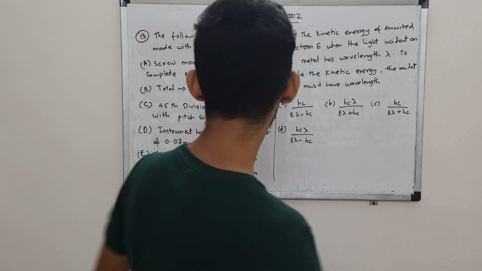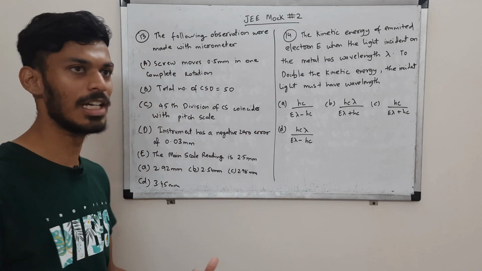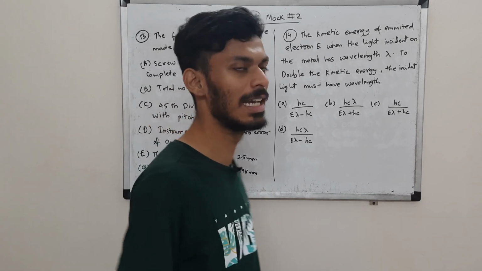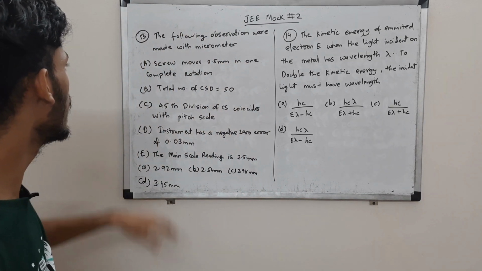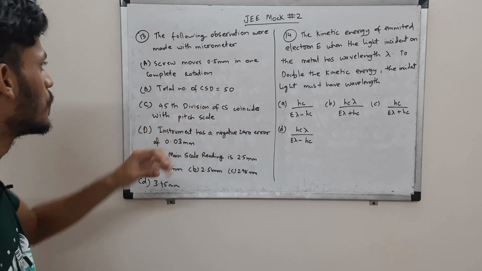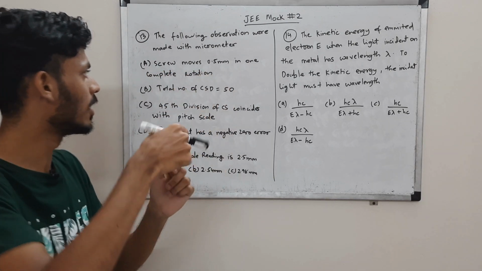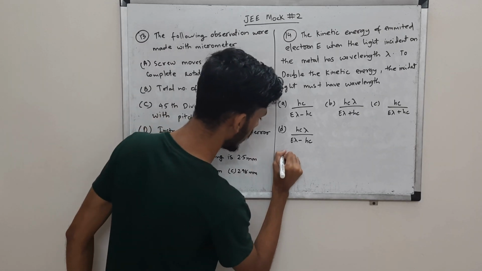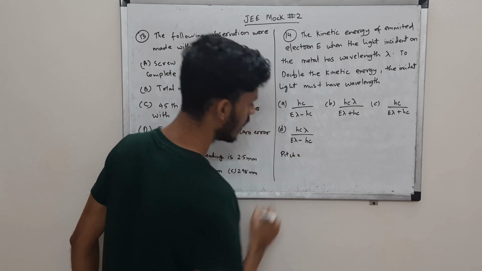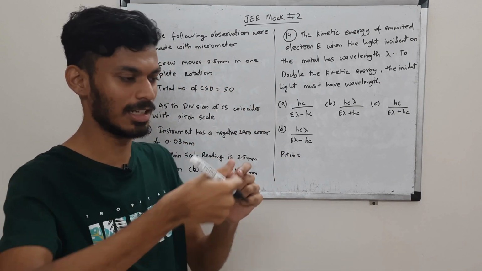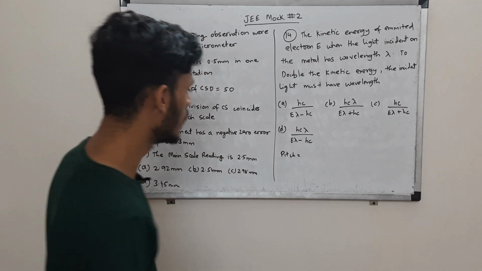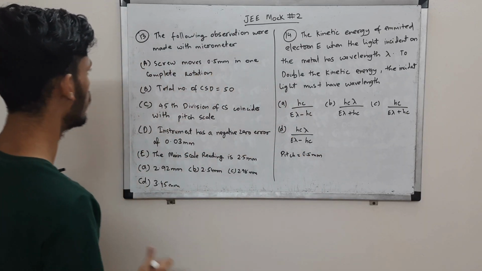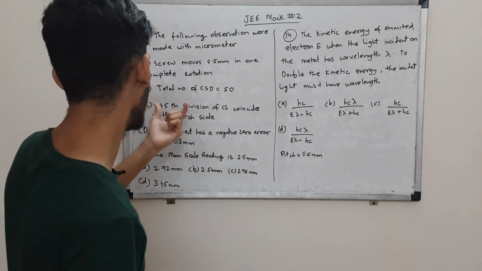Question 13 and 14. In question 13, we are making some observations with a micrometer. These are the observations. We are supposed to tell what is the reading on this micrometer. The first observation is that the screw moves a distance of 0.5 millimeter in one complete rotation. So this is giving us the idea of pitch. Pitch is the distance traveled, the linear distance actually, in one complete rotation, which is 0.5 millimeter. So this observation gives us an idea about the pitch.